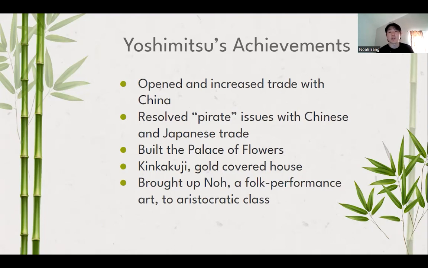But Yoshimitsu was able to resolve this issue by paying his coastal guard more money and ordering them to find these pirates, stop them from ultimately stealing everything. And actually, because of this, he got that title, the King of Japan, from the Chinese emperor, because of resolving this issue and then increasing trade with China. He also built the Palace of Flowers and the Kinkakuji, which is a gold-covered house. It'll be covered more in the next slide, just because of its appearance, it's very beautiful. It's still around today, and it's located in Kyoto.